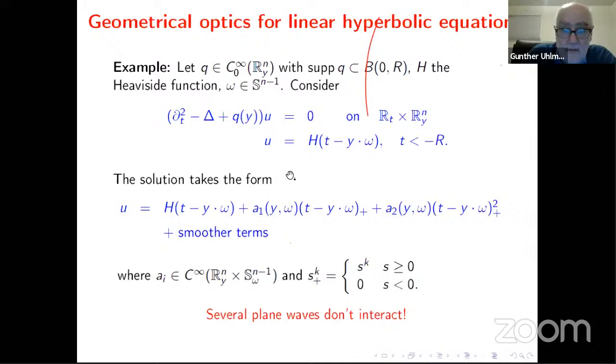Then you can find the singularities of the solution. You cannot solve it explicitly. There are existence and uniqueness results, but you want to solve this as explicitly as possible. This is the Heaviside function plus an amplitude times a smoother wave, (t minus y dot omega) plus, which is t minus y dot omega if this is positive and zero if it's negative. So it's a progressive wave, because it's zero if t is less than or equal to y dot omega, times an amplitude. And then something smoother: the derivative of this is the Heaviside function, the derivative of the square is this one, up to a constant, and so on.